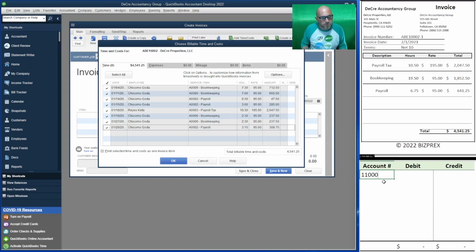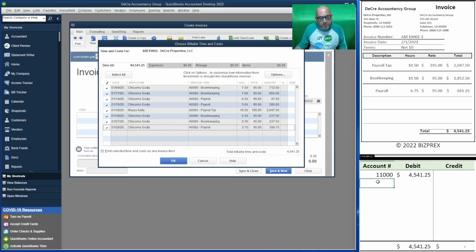Accounts receivable is impacted. Accounts receivable is an asset, and at this point, it will go up. Once we book it, and we can test it, and I'll do that for you, it will go up by $4,541.25, right? And we know that accounts receivable is an asset. Assets go up when debited. So once we click it, it will go up.